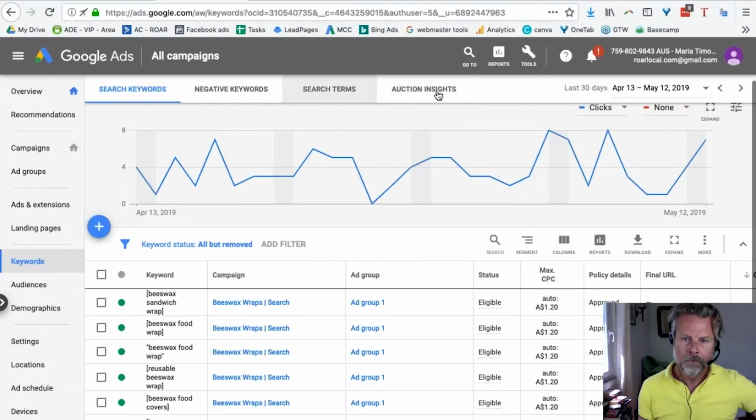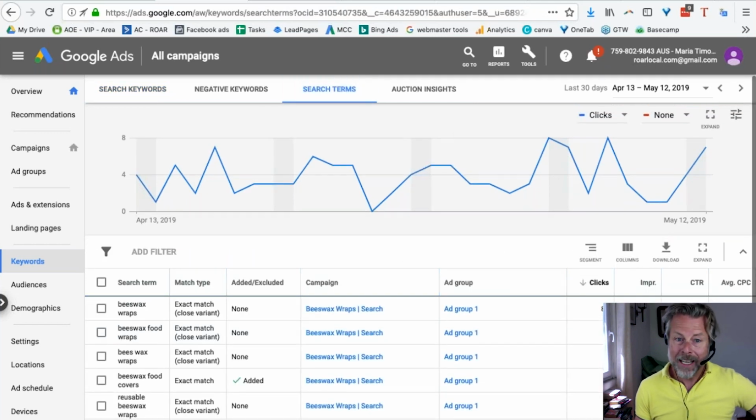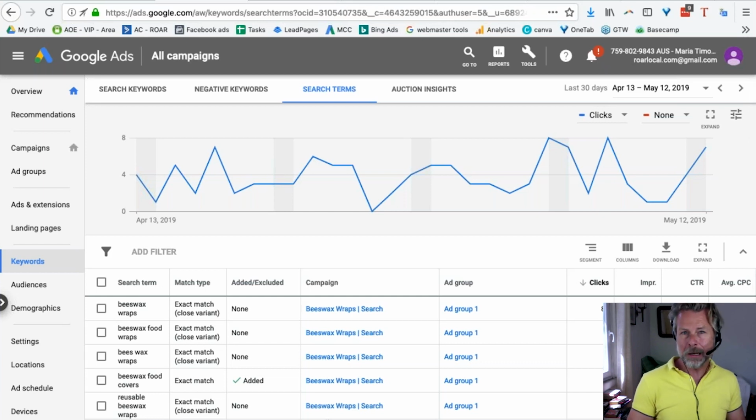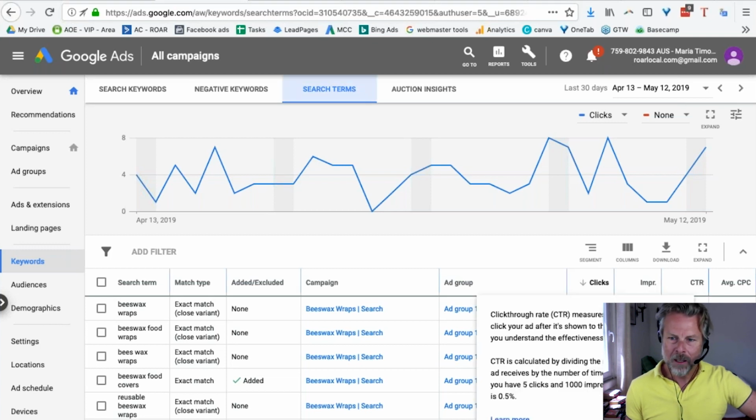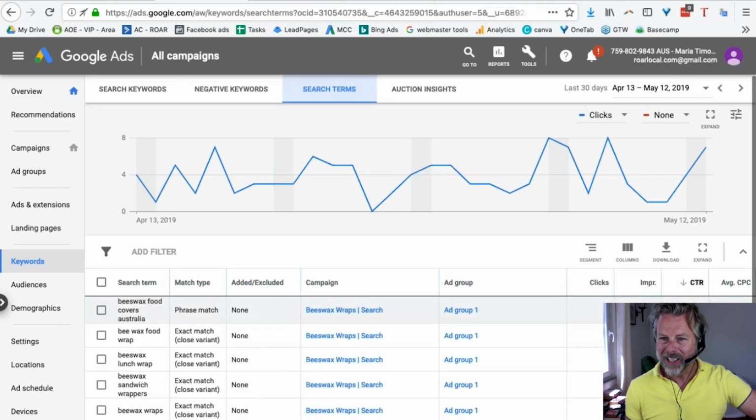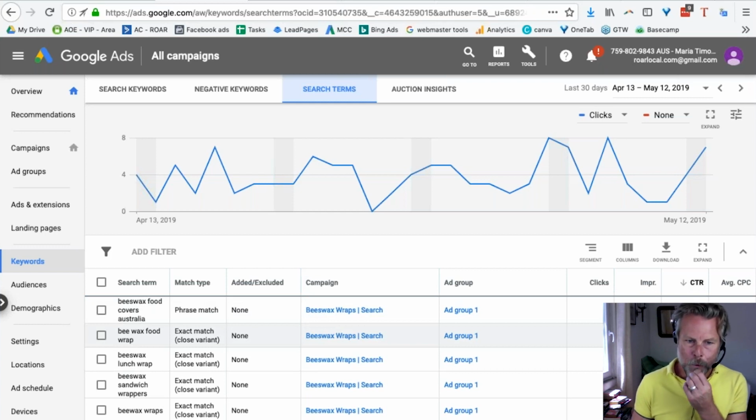Let's have a look at the keywords and see what's going on. To do that, we go into search terms. These are the things that people are actually putting into Google when they're searching for the product. What we're going to sort it by is the number of impressions, the number of clicks, and the click-through rate. So let's start by sorting it by CTR, click-through rate.